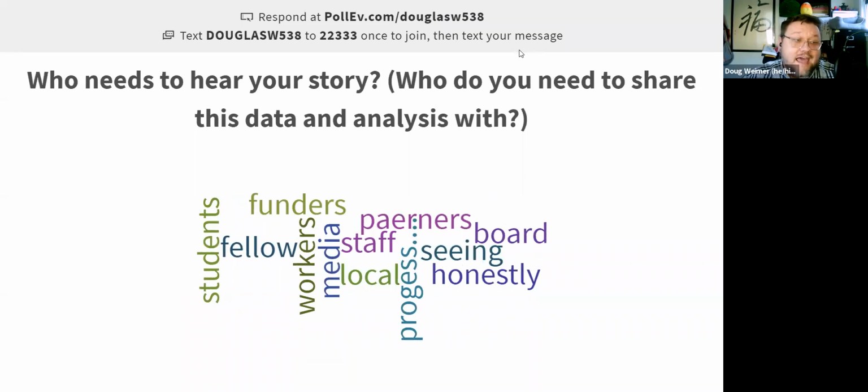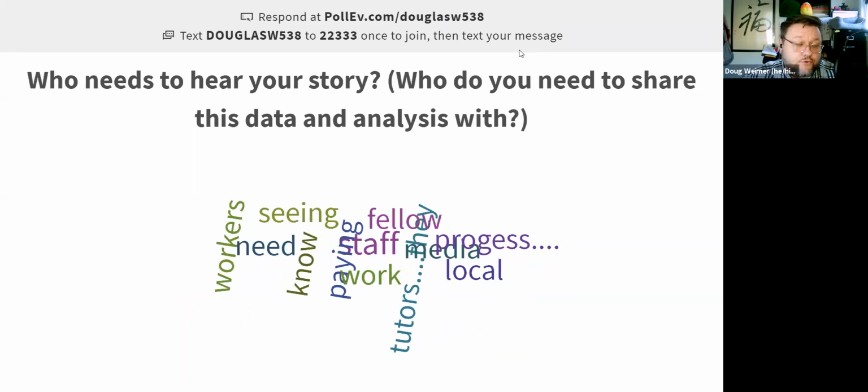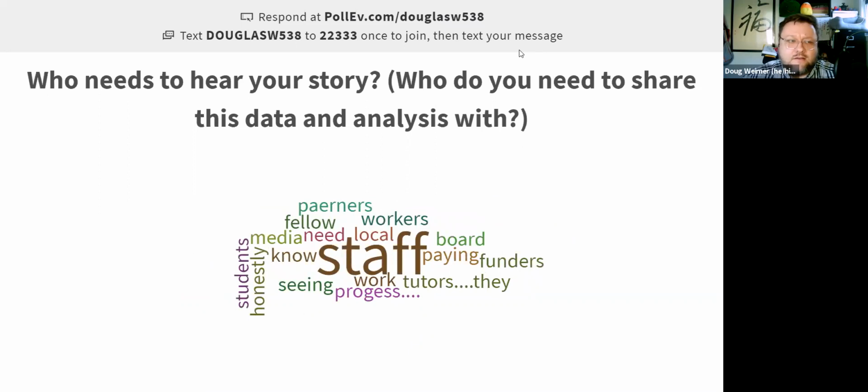Funders, board, staff, media. Sure. Tell your story to the media. That's a great way to do it. Staff. I'm glad staff's becoming a large word cloud here. The more you type the same word, the larger it gets. Staff's important. Tutors. Very good.